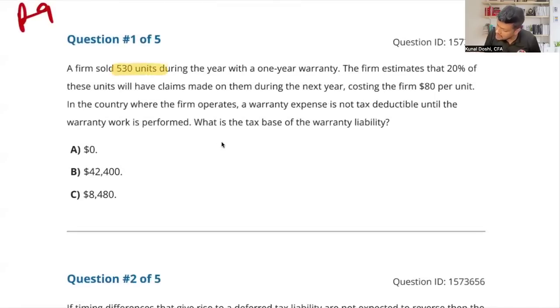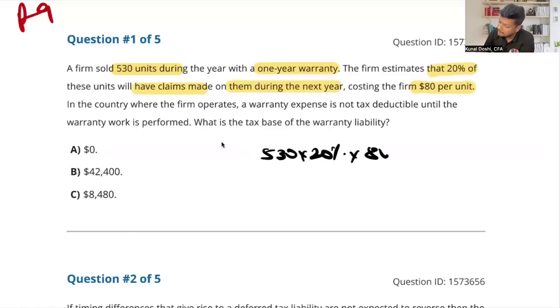A firm sold 530 units during the year with a 1-year warranty. The firm estimates that 20% of these units will have a claim during the next year, costing the firm $80 per unit. So if 20% come back at $80 per unit, how much will be the claim? I will do 530 into 20% into 80 per unit. The claim will be 8480.